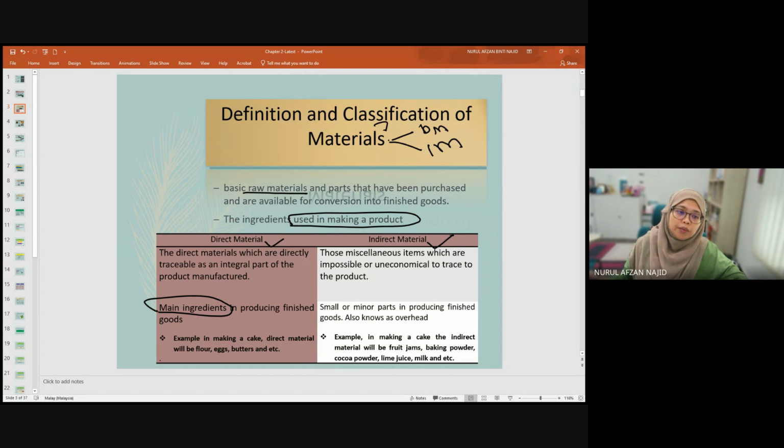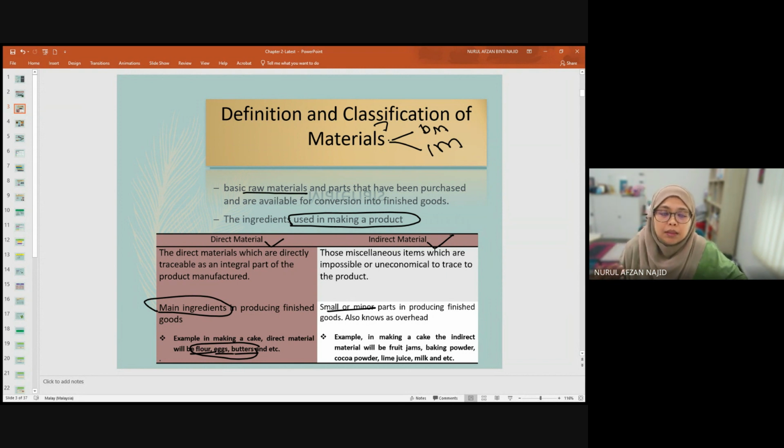So kalau contoh in making a cake, dia bagi tahu the direct material would be flour, egg, butter and so on. So ketiga-tiga ingredient ini, bahan ini adalah bahan utama in producing a cake. If you tak ada flour, eggs or butter, maybe cake you tu tak jadi. Okay? As compared to indirect material is a small or minor part of the finished good, or dalam erti kata lain dia dikira sebagai accessory.